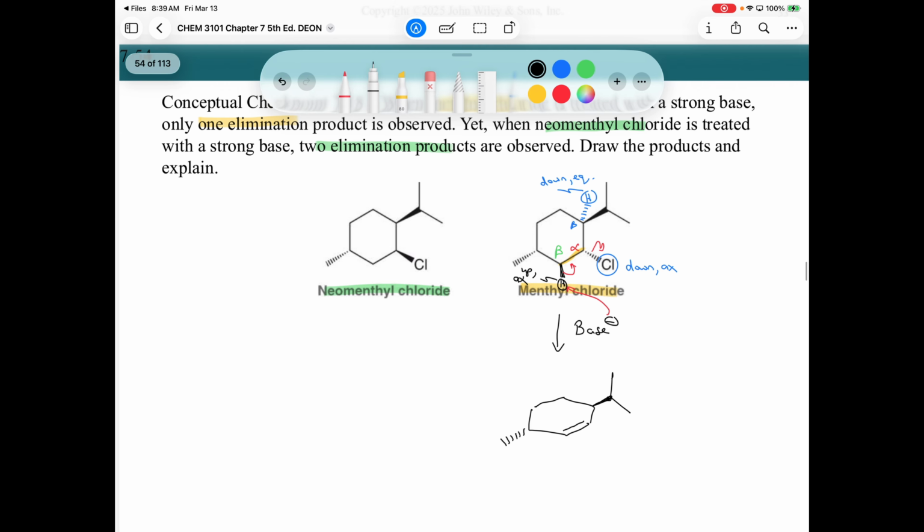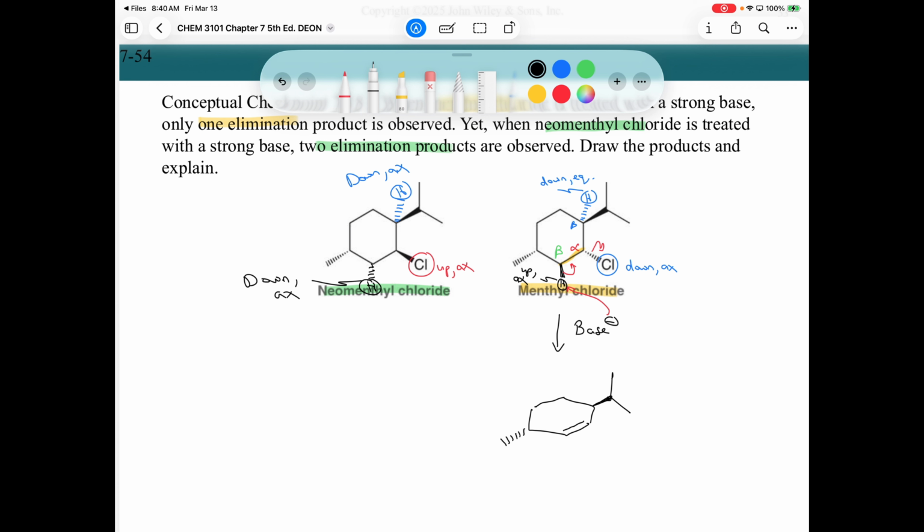Okay, they're telling us the answer. They're telling us that you can make two products with this. But in order for that leaving group to leave, it would have to be what? Up and axial. Let's go a little faster. This beta proton must be what? Down and axial, right? And this beta proton is also what? Down and axial, right? Remember, axial, equatorial, so up and axial, down and axial, right?